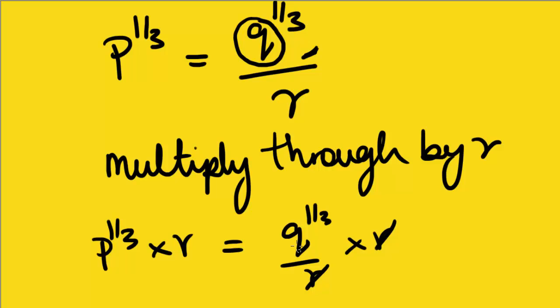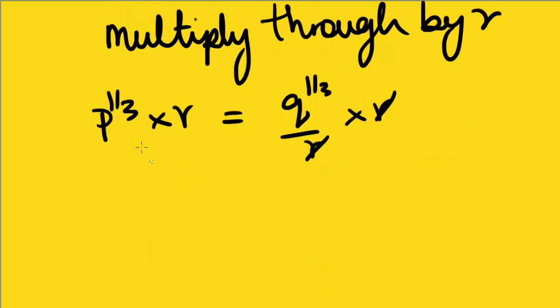So this cancels. So now we have, well, let me write P. I mean, this is the same thing as R times P to the 1 over 3. You can reorder the multiplication. The order doesn't matter because this term only involves multiplication. Anyway, this gives us R, P to the 1 over 3. On the right hand side, we have Q to the 1 over 3.